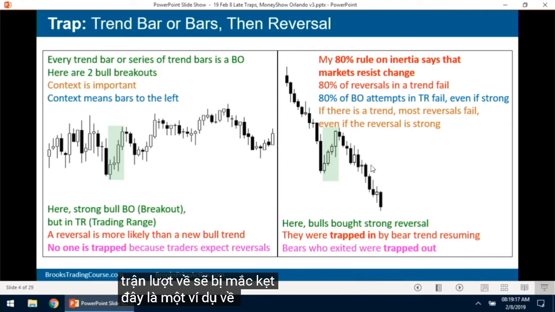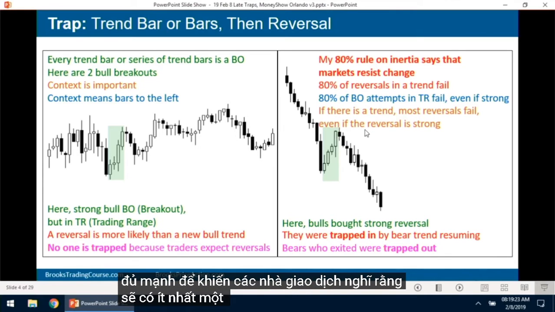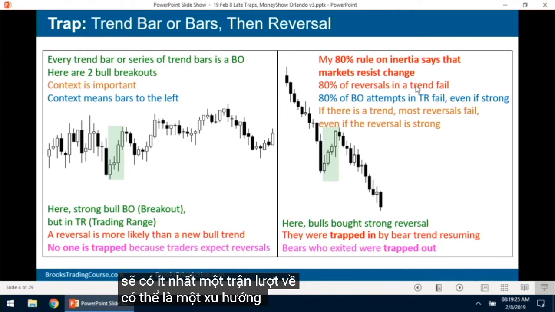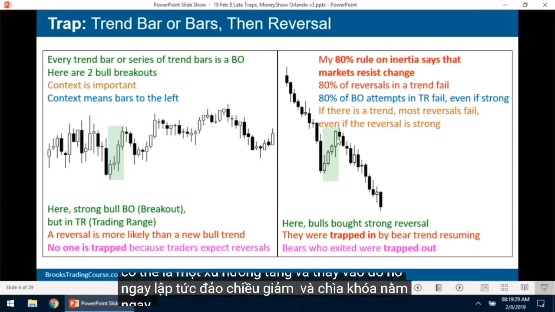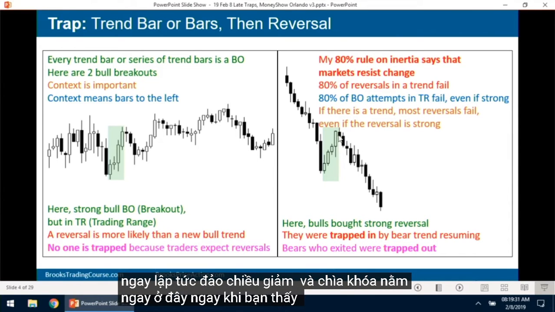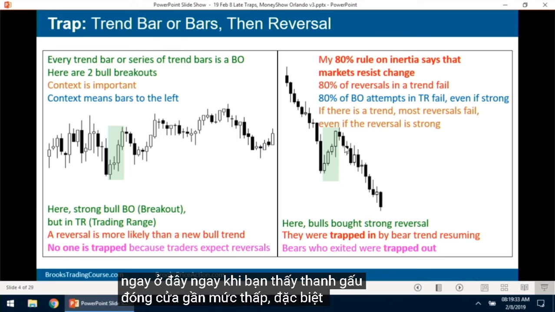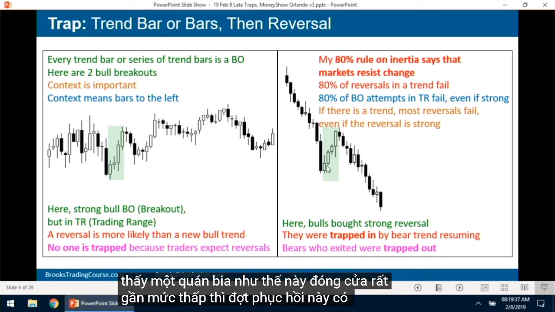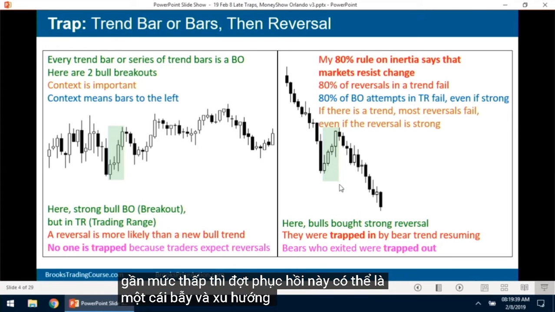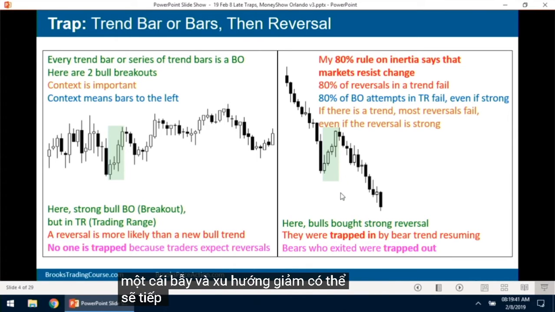This is an example of an end of the day trap. A very strong reversal, strong enough to make traders think there's going to be at least a second leg up, maybe a bull trend, and instead it immediately reverses down. And the key is right here. As soon as you see a bear bar closing near its low, especially a bear bar like this closing very near its low, then this rally is probably a trap, and the bear trend is probably going to continue down.